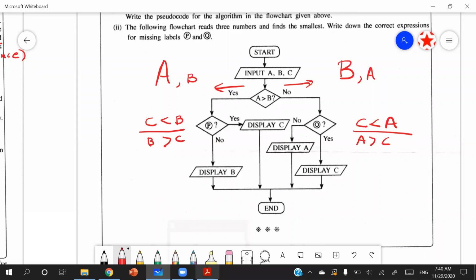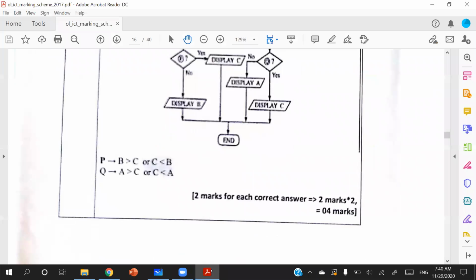Right, so that is what the marking scheme says as well. B larger than C, or C less than B, right? Or A larger than C, or C less than A, which gives you 4 marks, like 2 marks for P and 2 marks for Q.